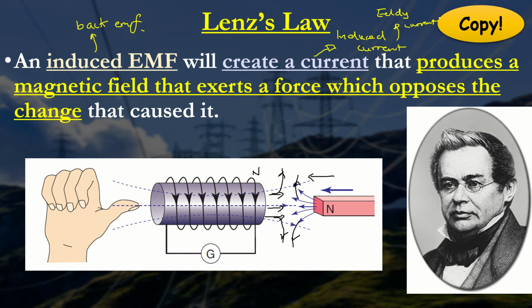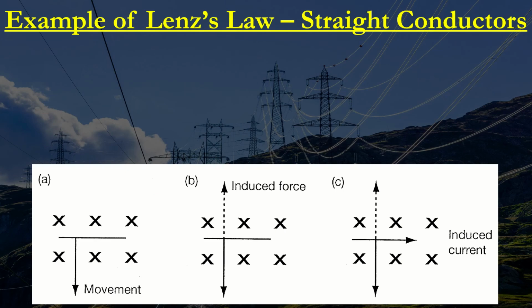Now, we're not going to look at the energy transformations just yet. We are going to focus solely on how to identify the direction of the back EMF, or the induced EMF, and also the direction of the force or magnetic field that's induced to oppose the original change that we have. That's what we're going to be looking at today, mainly for straight conductors, and then we'll go into solenoids.